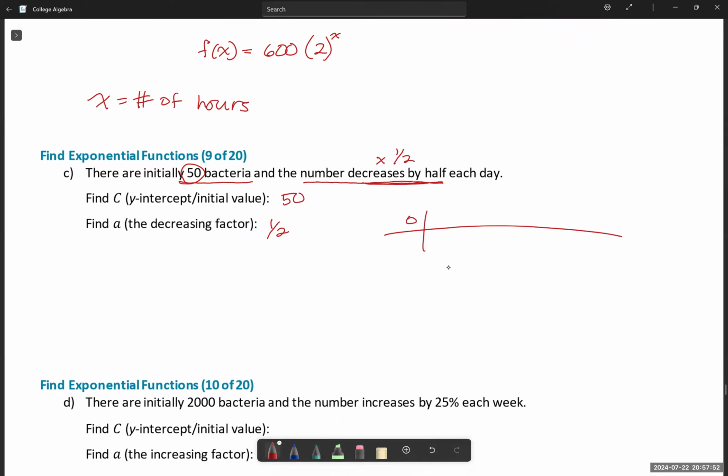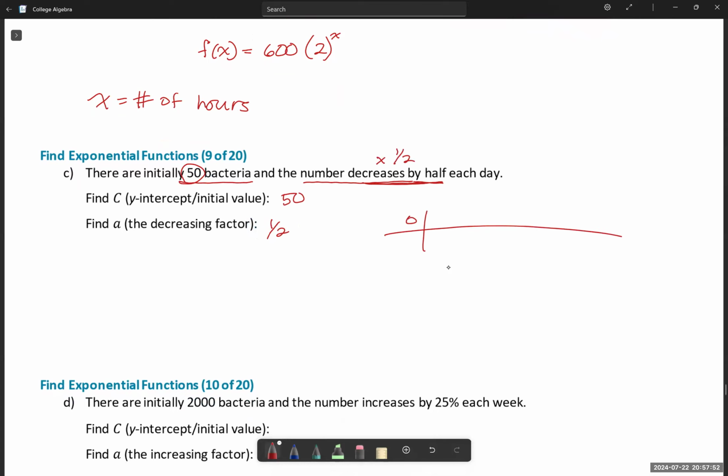Now I just want to pause right here and notice that when the values are getting larger, this value is greater than 1. But when the values are getting smaller, decreasing, notice that we have a fraction, a number less than 1.